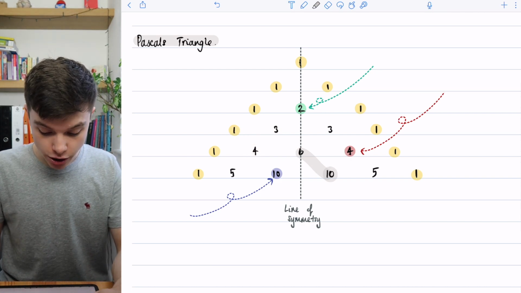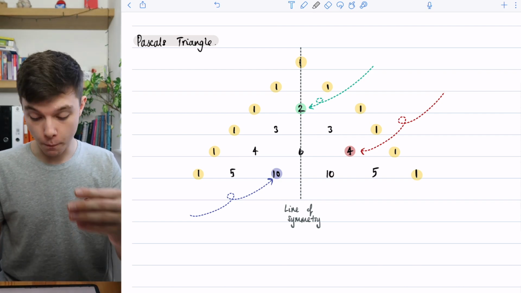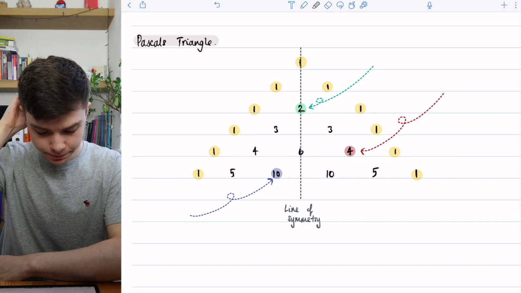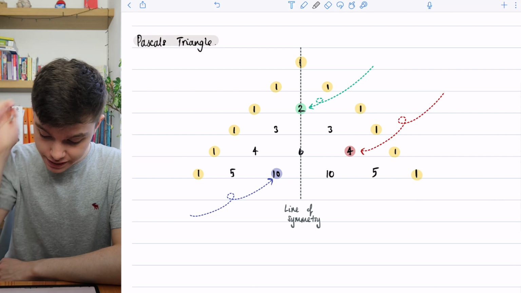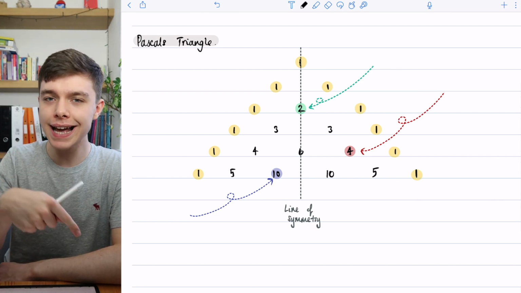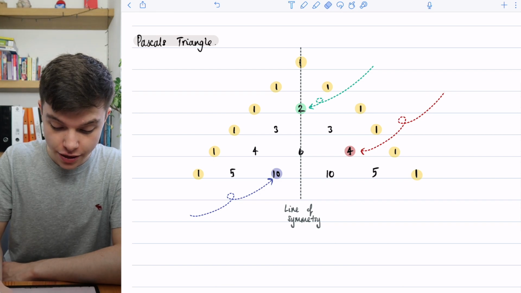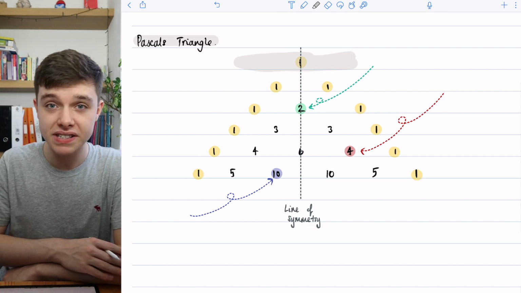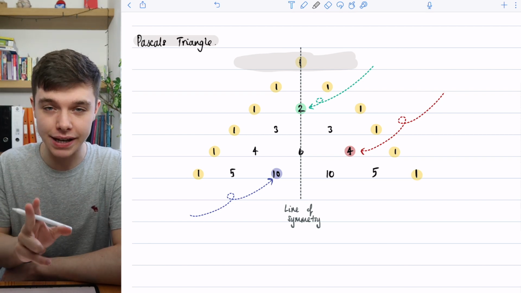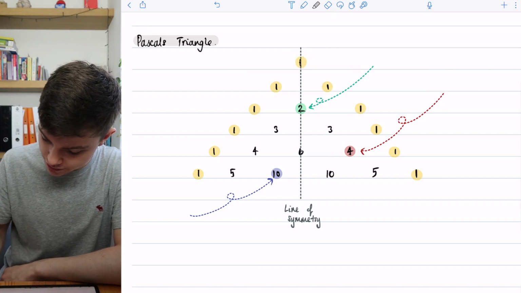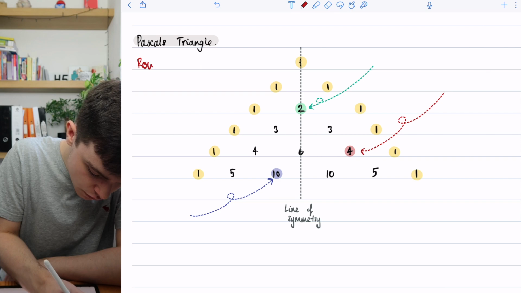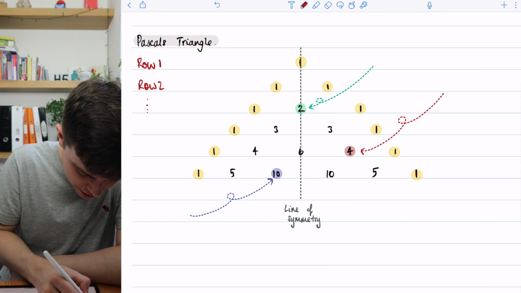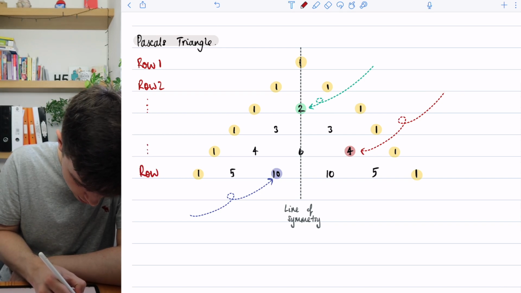But actually we can use combinations to help us work out the entry and what row that is in Pascal's Triangle. You can do it 2 ways. In the last video I mentioned that this first row there is sometimes considered row 0. I'm going to consider it as row 1 because I think that's easier in terms of combinations. So I'm going to write this at the side. We'll call this row 1, that is row 2, and then it just continues like that, and in this method this is row 6.